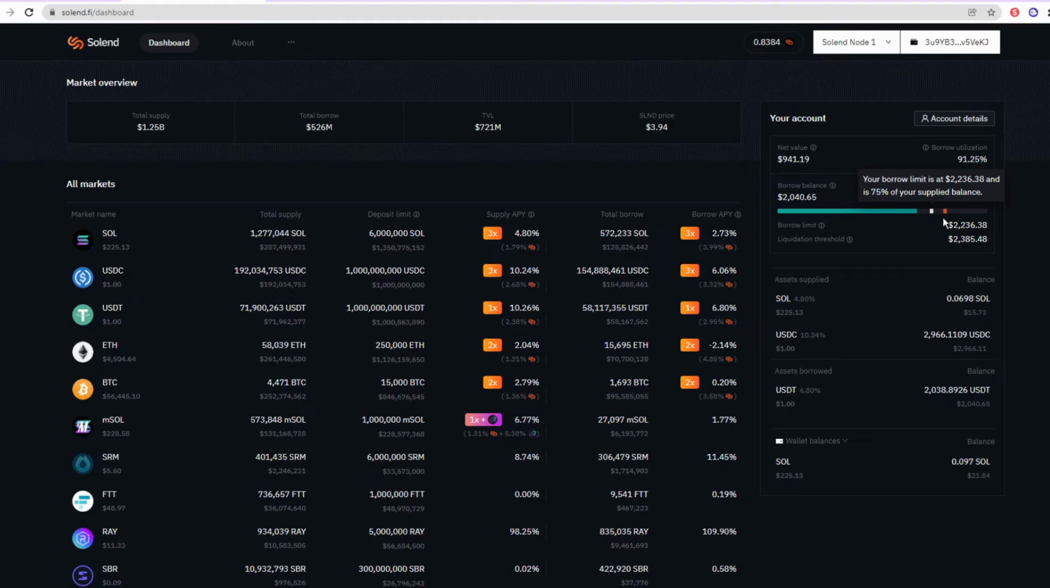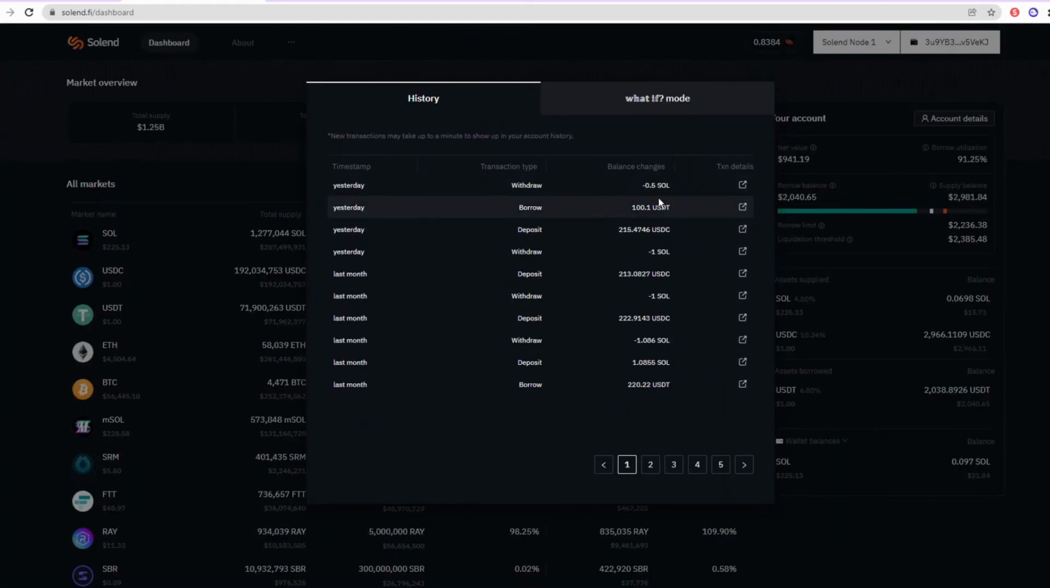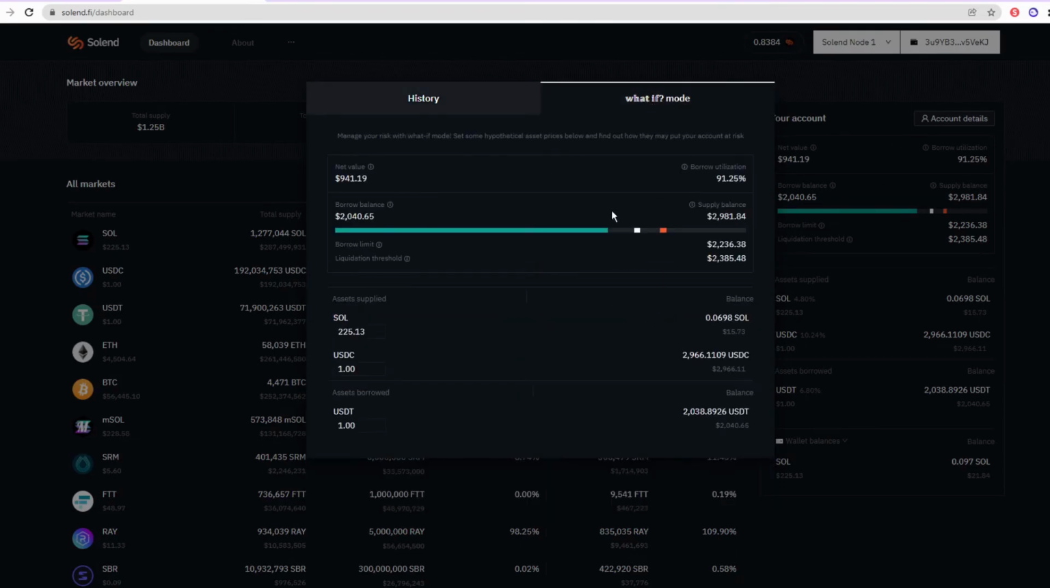When you go to account details, you will be able to see the history of what you have done and when you have done it. And there's also a what-if mode. This is where you can calculate, so let's say I supplied this SOL and I borrow this USDT. What if USDT increases to $10 tomorrow? Then you can see that I would have burst my limit and I will be liquidated.